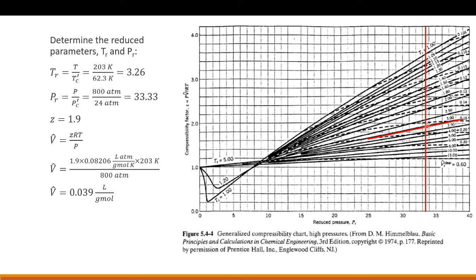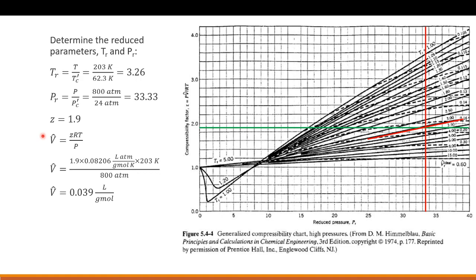So at this intersection point, we will read our compressibility factor Z from the y-axis. What we have to do is, at the intersection point, draw a horizontal line across to the axis on the left and read from the chart. This one is between 1 and 2, so this is about 1.9. So our Z is 1.9.